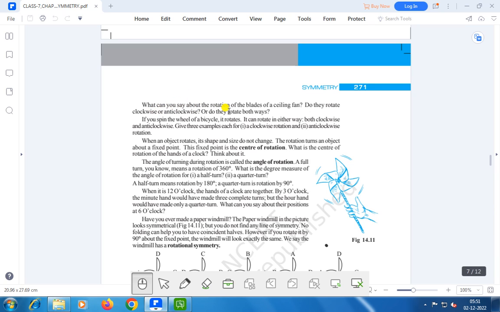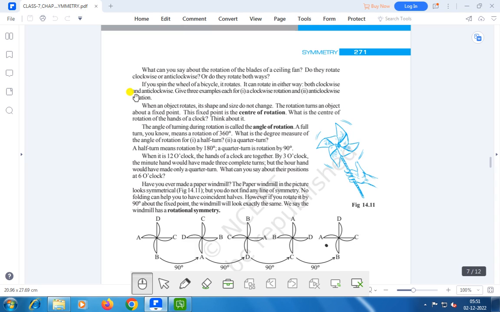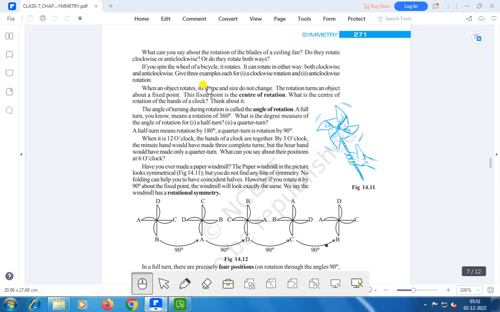What can you say about the rotation of the blades of a ceiling fan? Do they rotate clockwise or anti-clockwise, or do they rotate both ways? If we spin the wheel of a bicycle, it rotates. It can rotate in either way, both clockwise and anti-clockwise. Give three examples each for clockwise rotation and anti-clockwise rotation.